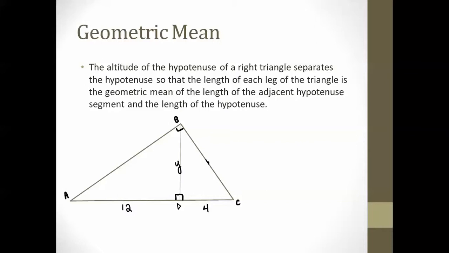The altitude of the hypotenuse of a right triangle separates the hypotenuse so that the length of each leg of the triangle is the geometric mean of the length of the adjacent hypotenuse segment and the length of the hypotenuse. This is very wordy. This is hard to understand, but we can set up ratios to solve nonetheless. 12 over y, that's long leg over short leg of the medium triangle, equals long leg over short leg of the small triangle. So 12 times 4 is 48, and y times y is y squared. So break down 48. Root 48 is root 16 root 3, so y equals 4 root 3.